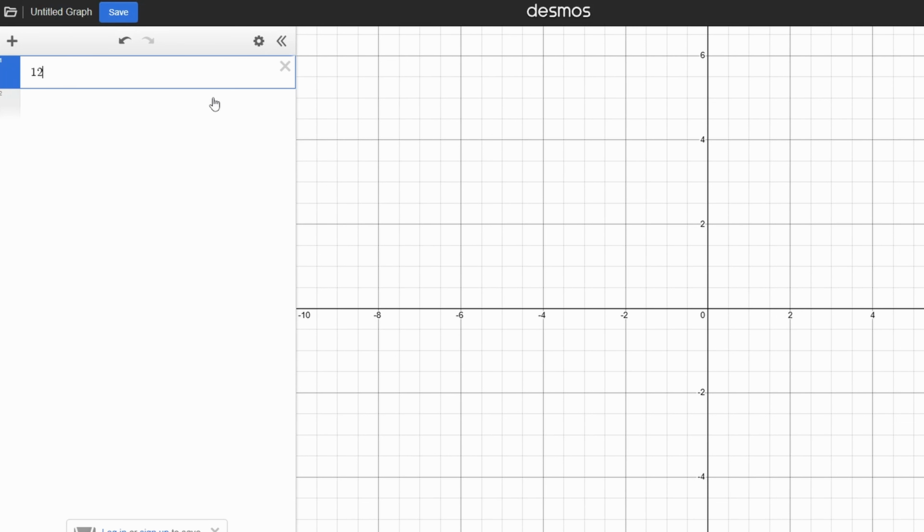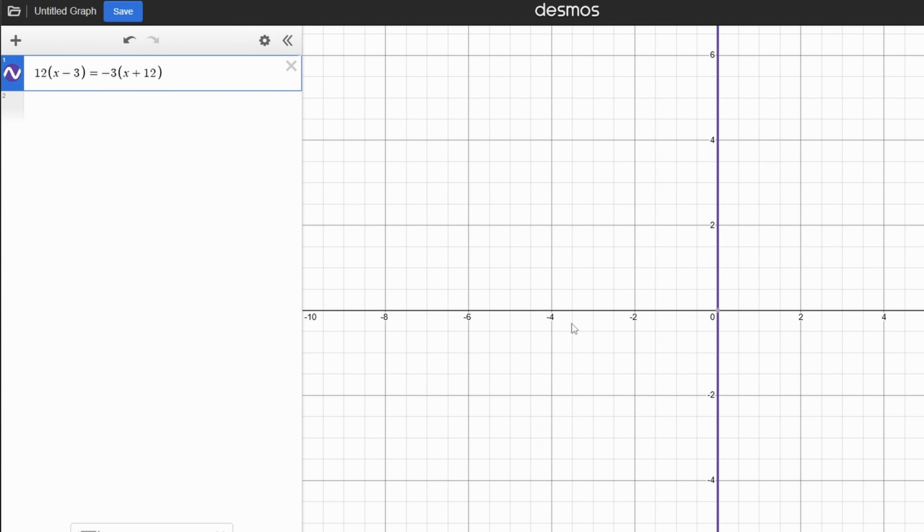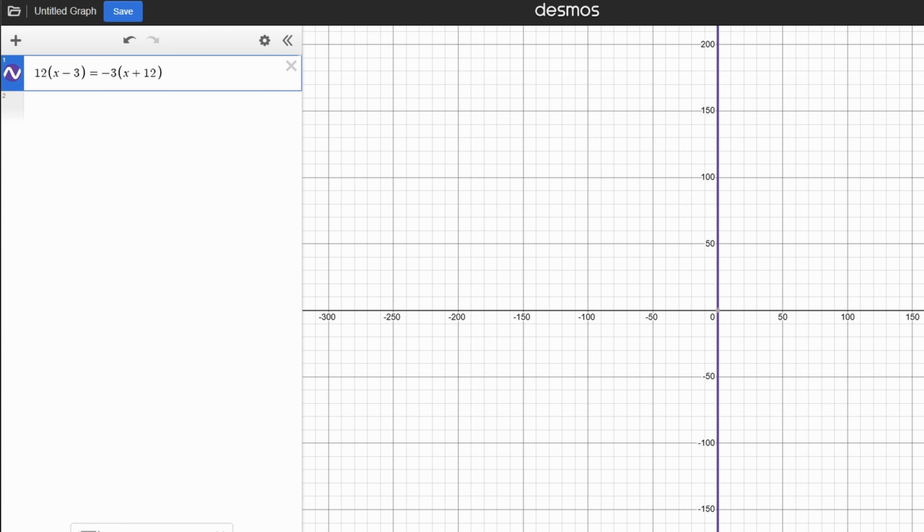So we type in the equation 12x minus 3 equals negative 3x plus 2, just as it's typed in the SAT question, into Desmos. And once we type that in, we can clearly see that there is one solution, and that solution is 0. So x equals 0, and that is the only solution. So the answer to this question would be exactly 1.